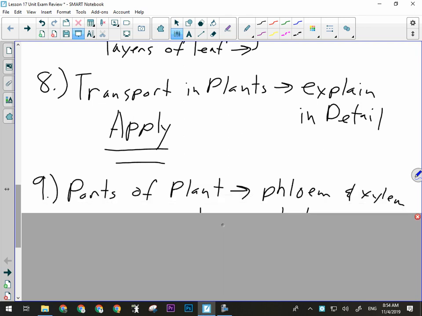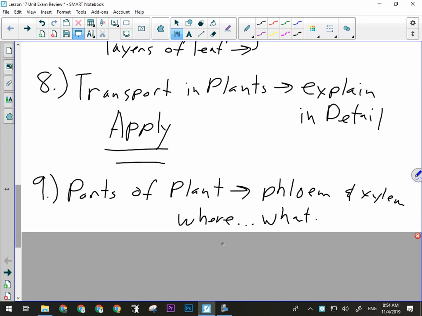Okay, parts of a plant. Know the phloem and xylem, know the leaves, know the stem, the roots, and all of that kind of stuff. You definitely need to know those, not because I'm going to put a picture of a plant and ask you to label it, because I'm not. But you certainly need to know the role of each part. That could be multiple choice type stuff.